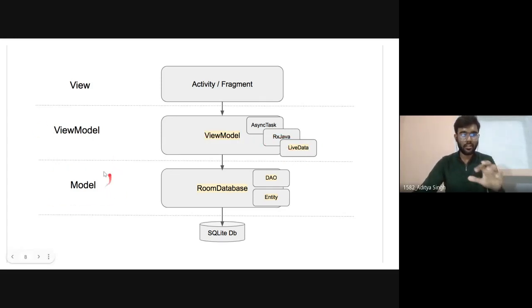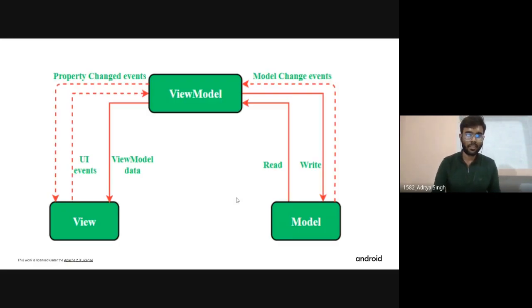So here, model is written in front of room database because we use the model class to read the data from room database. As I have told you about the server, similarly it works with room database. So here is also a representation. Okay, so here is one thing that I want to tell you: property change events.